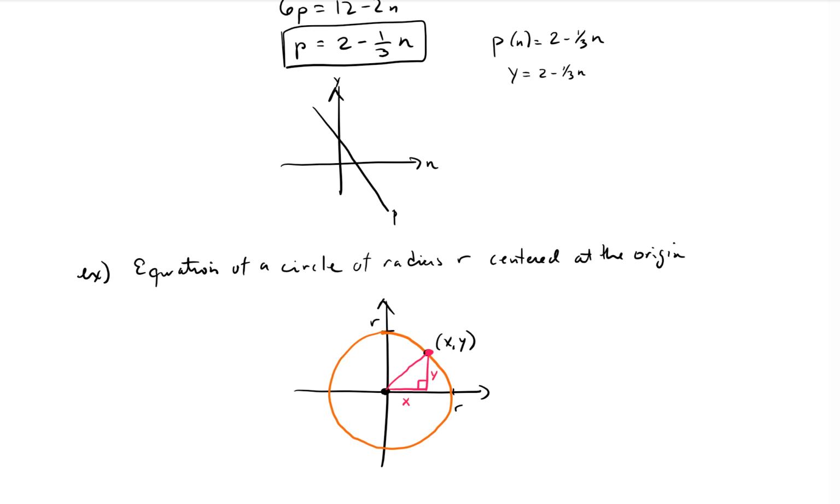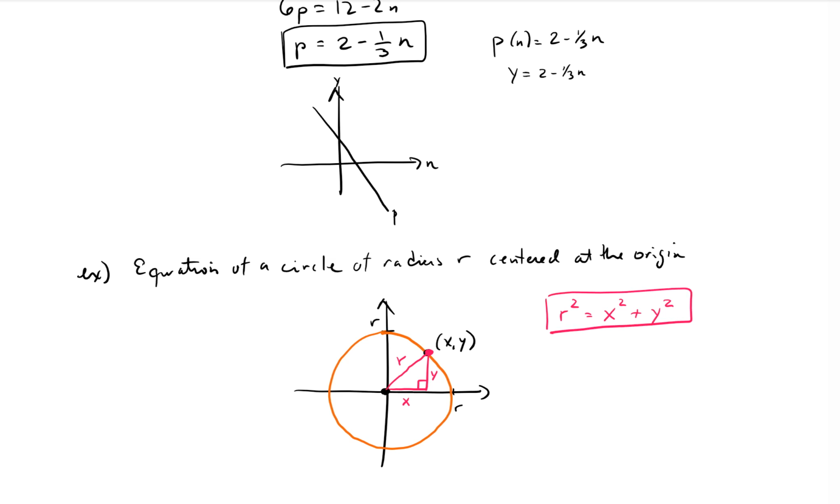So we go x units along the x-axis, y units along the y-axis, and the hypotenuse is actually r. But we know that on a right triangle, the hypotenuse squared is equal to the sum of the squares of the lengths of the legs. So in other words, x squared plus y squared is equal to r squared. And this is the equation of a circle.